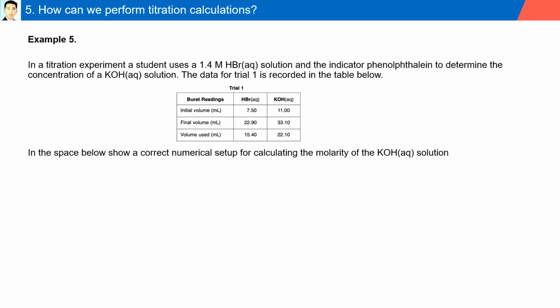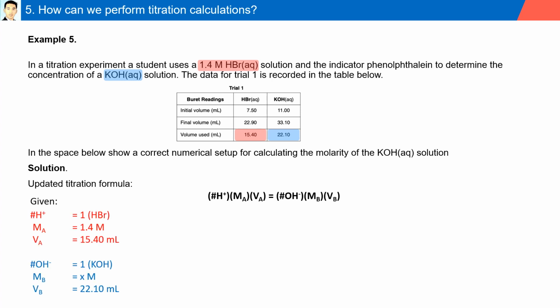In our final example, example 5, titration data was given. In this experiment, a student used 1.4 molar HBr solution and the indicator phenolphthalein to determine the concentration of a KOH solution. The data for the first trial is recorded in the table below. Here we are asked to provide a numerical setup. So we use the updated formula and we look at our question to identify our acid. It is HBr. We identify the molarity and the volume from the data table, while the base volume is provided and we're asked to find the concentration.